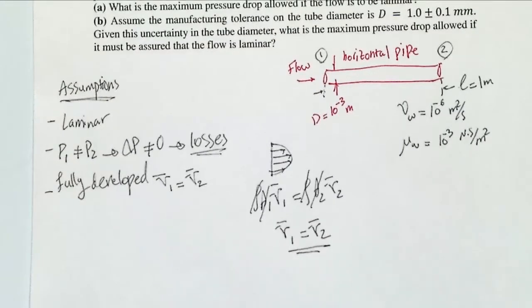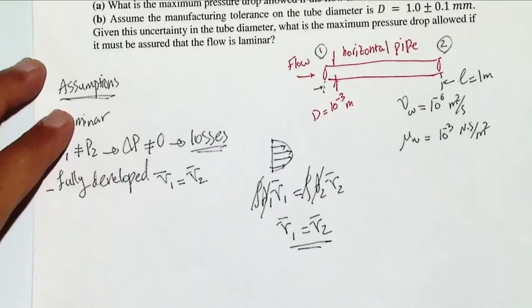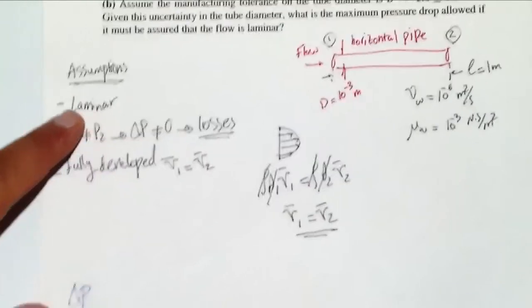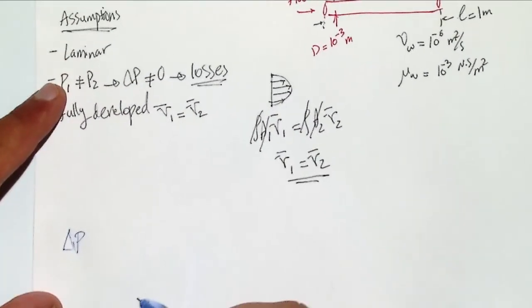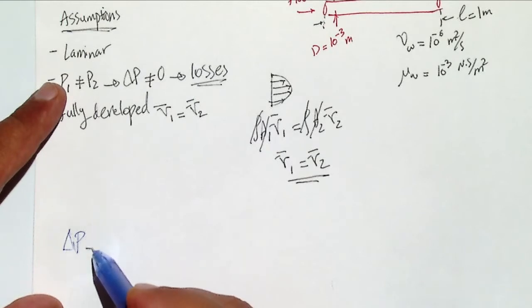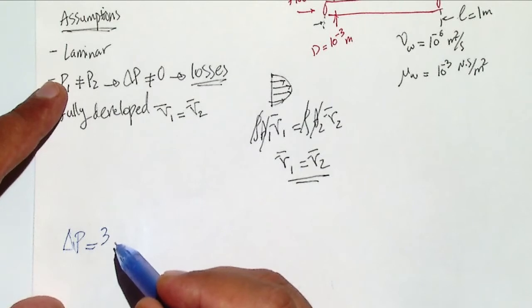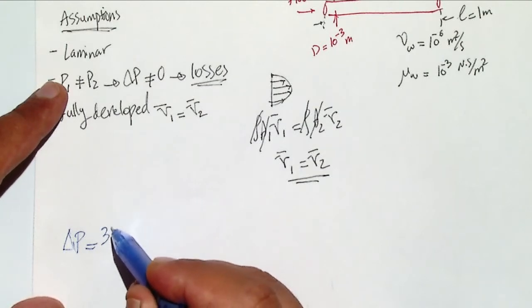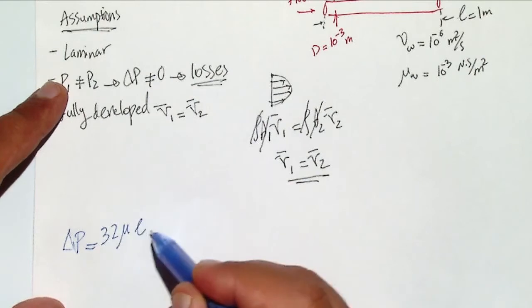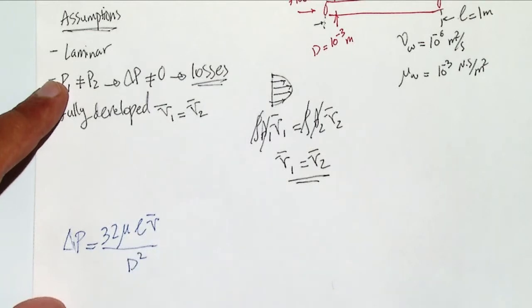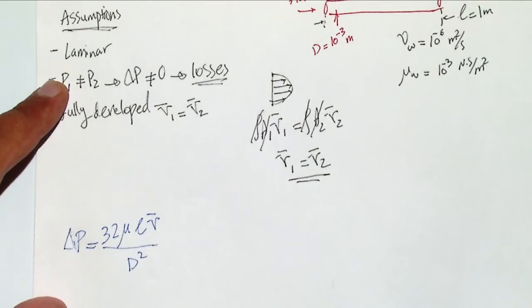What's delta P? Delta P is the pressure drop, right? If you check the notes of chapter 8, the equation for delta P for laminar flow is given. So delta P for a round pipe with a circular cross-section area is 32 mu L V bar over D squared. Okay, so that's the equation for delta P.